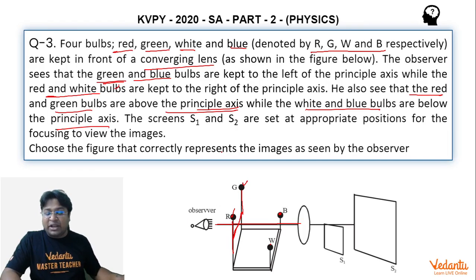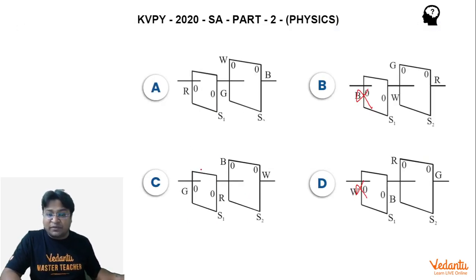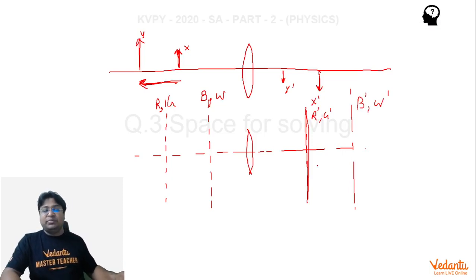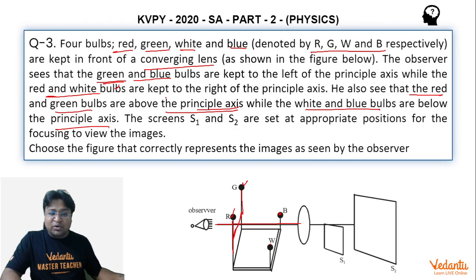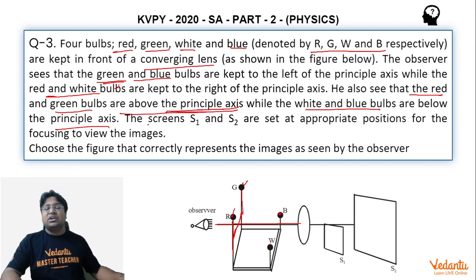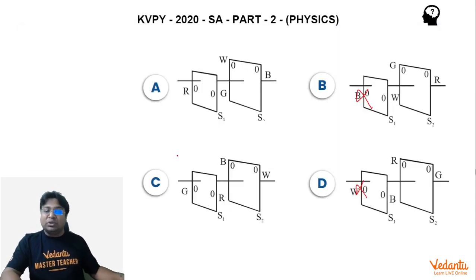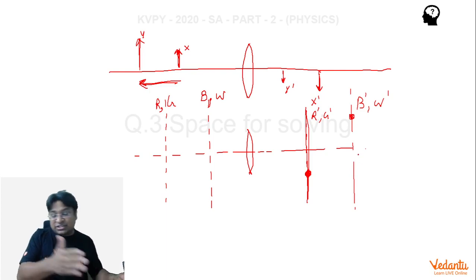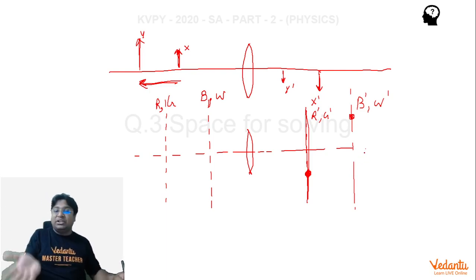Okay, so we'll have to find some other logic to eliminate one of these two options. Right now we are sure that R and G would be here and B and W would be here. Now, if I go back, the question says that R and G are above the principal axis, so in the image they should be below the principal axis. So I'm now sure that the images of R and G should be here, and the images of B and W should be here. So B and W should be on screen 2 and on the upper side.